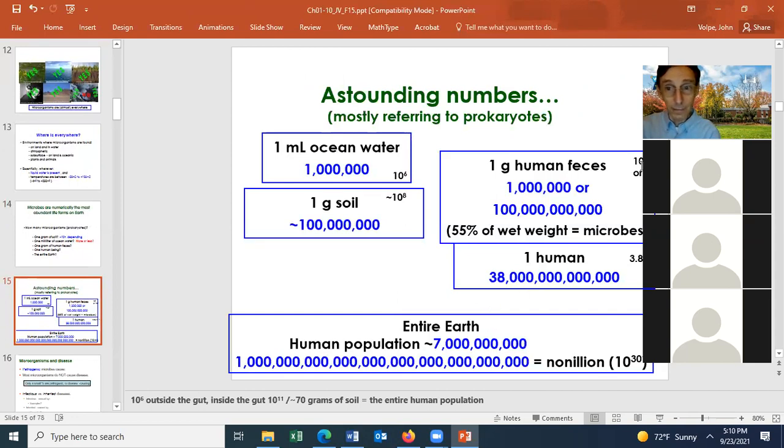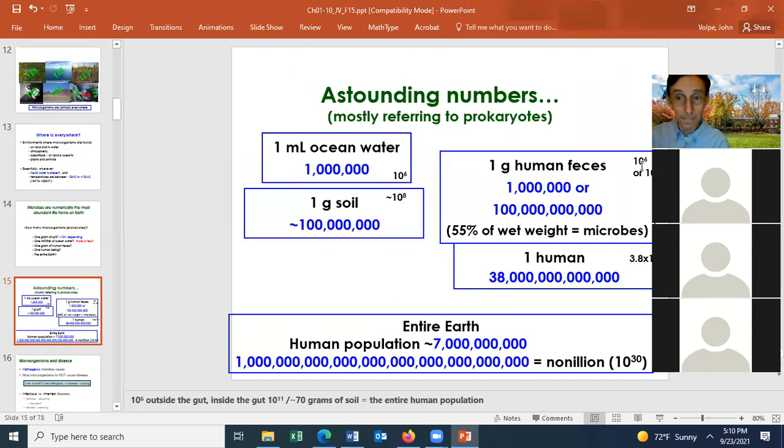Where do we have water? I think I'm hiding it here. Not water. What do we have?